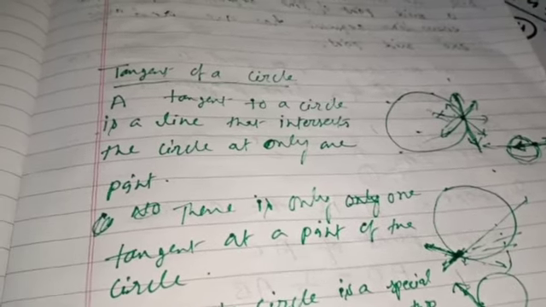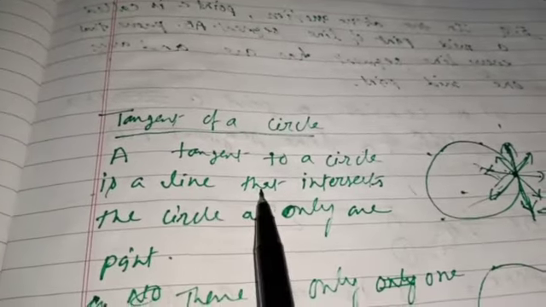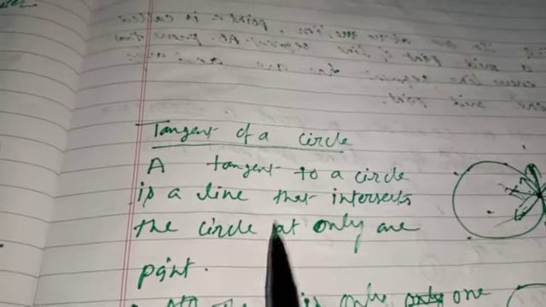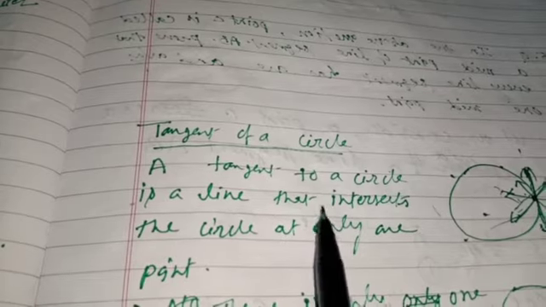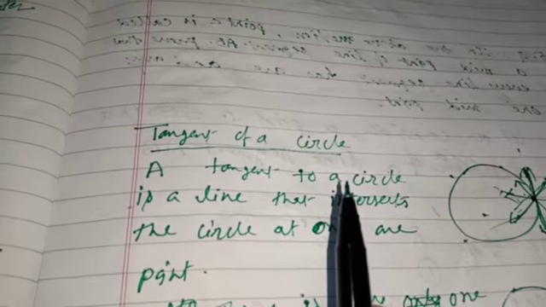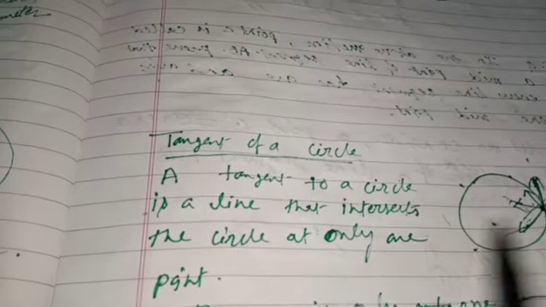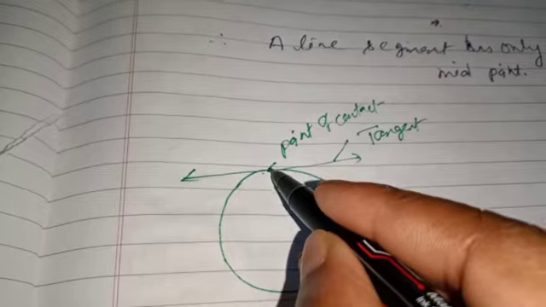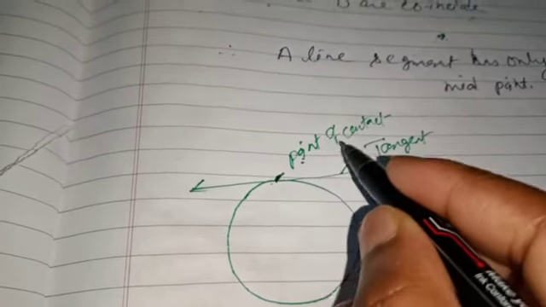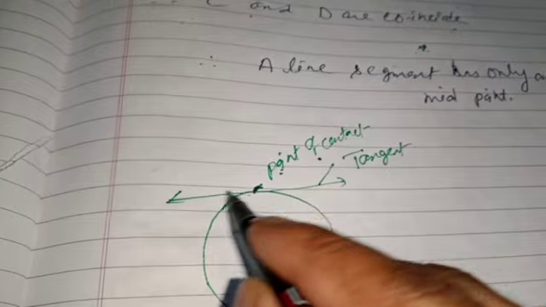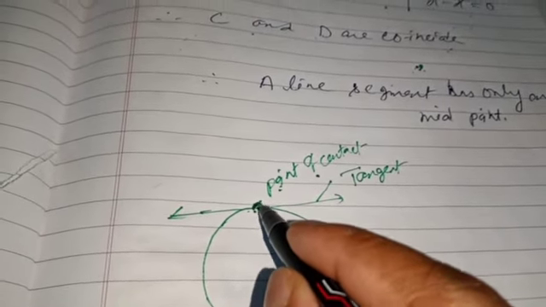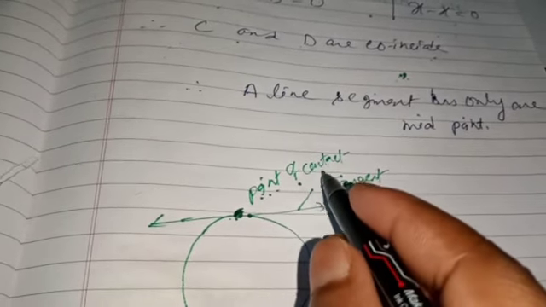Understood? This is the new concept of tangent. A tangent to a circle is a line that intersects the circle at only 1 point. Understood all of you? What is tangent and what is secant? A secant intersects the circle at 2 points and passes through the circle. Clear? Okay. Next. The point where the tangent intersects the circle is called what? Point of contact. Don't forget. The point where the tangent intersects the circle is called the point of contact. And this is called the tangent. You know this one. Okay.